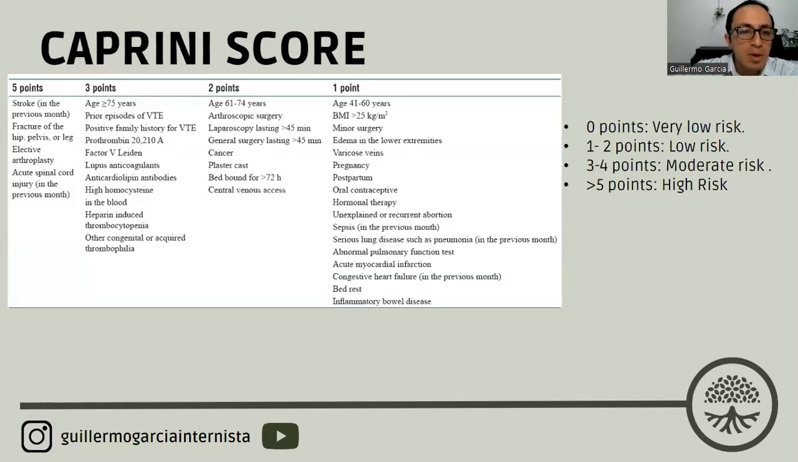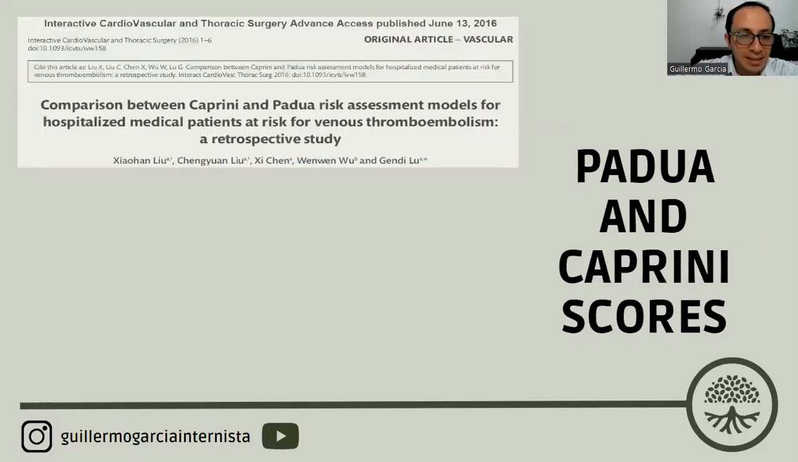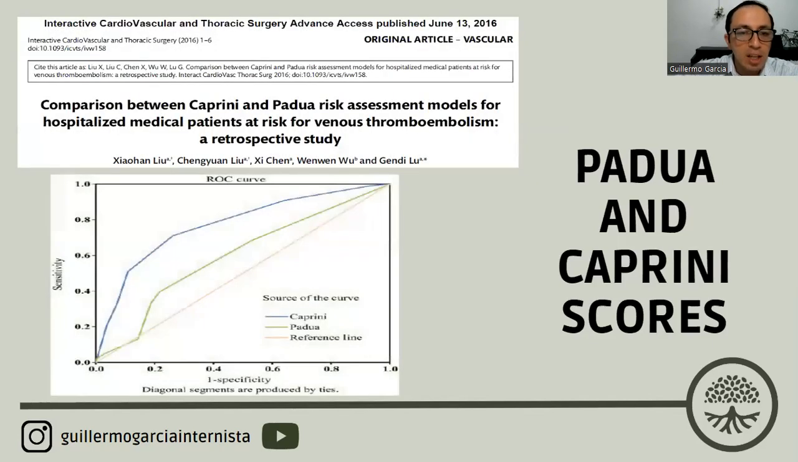The Caprini score is a much more elaborated scale that contains variables that award 1, 2, 3, or 5 points. It is a more cumbersome scale than the Padua scale, and when the patients have 3 or 4 points, it has a moderate risk, or more than 5 high risk. In these patients, thromboprophylaxis should be indicated. When comparing the Padua and Caprini scores, like in this study, the performance is much better with the Caprini score. However, the Padua score is much shorter and more practical, so it is preferred in most hospitals.